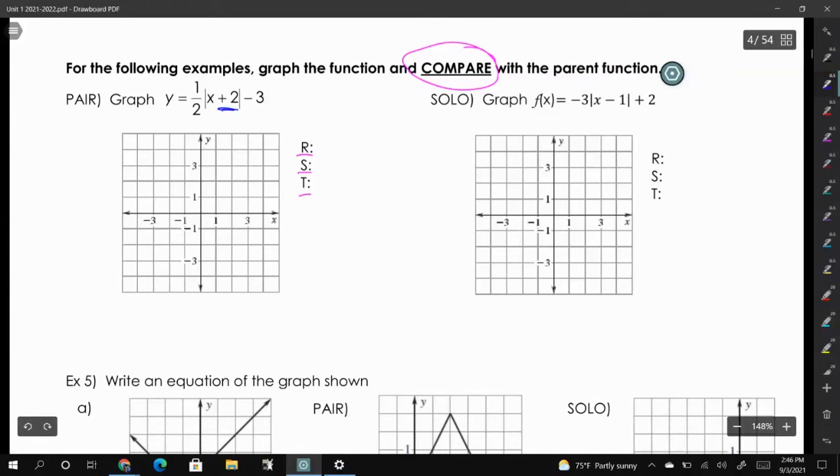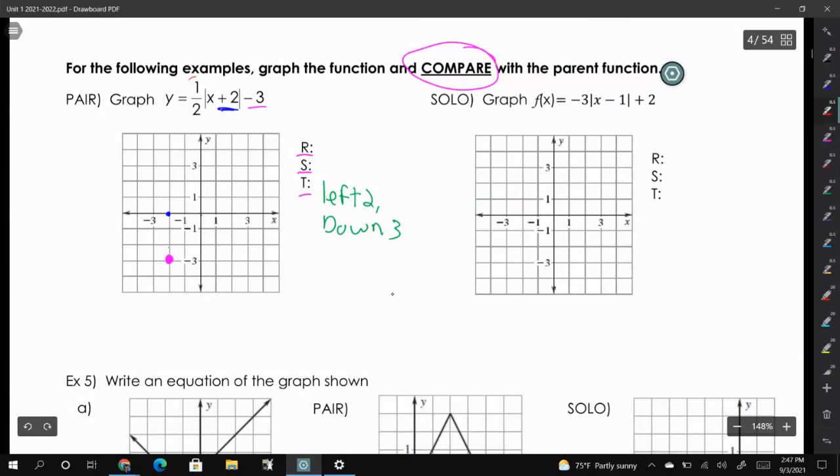We see +2 on the inside. That means we're going to be shifted left 2. And -3, so we're going to be shifted down 3. There is my vertex. And if you want, you could write for the translation that we are left 2 and down 3. Or you can wait until we're done graphing and write this stuff down.